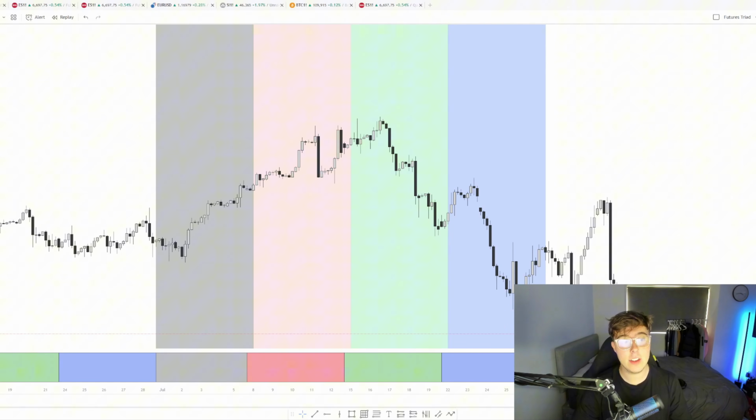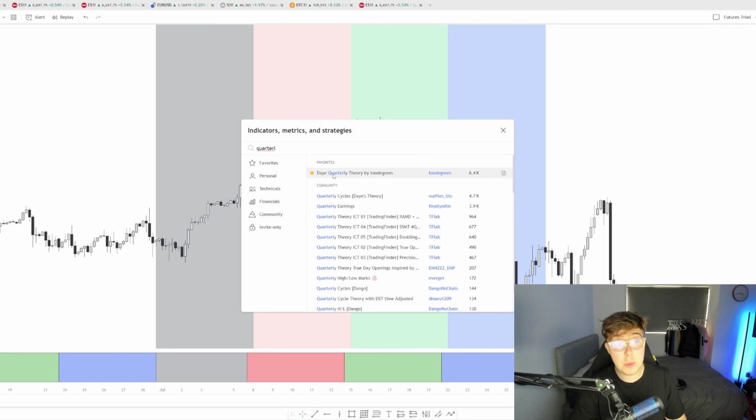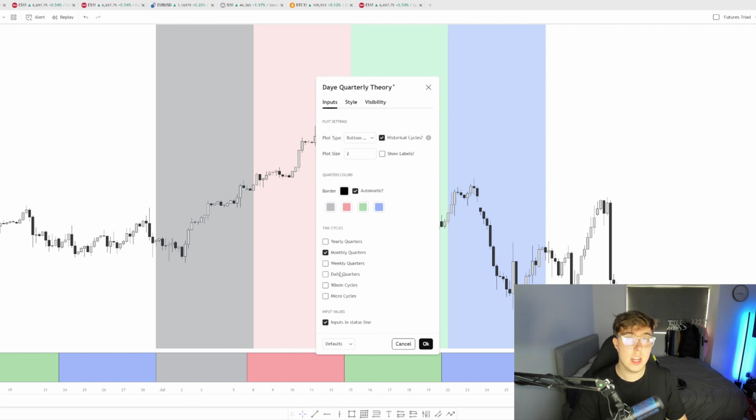Is there any indicators to use? The answer to that is yes. The free one, the one that most people use, the one that I used when I first started, is the one here by 2 degrees. So if you search quarterly theory, it's that one there, day quarterly theory by 2 degrees. Go ahead, select that, add that to your chart, and then you can customize which cycles you want it to show and all that type of stuff, okay?